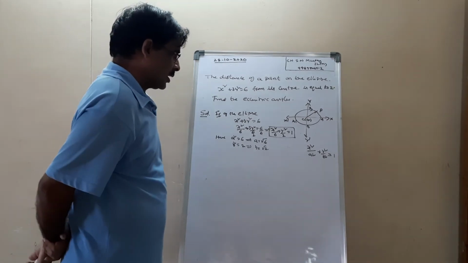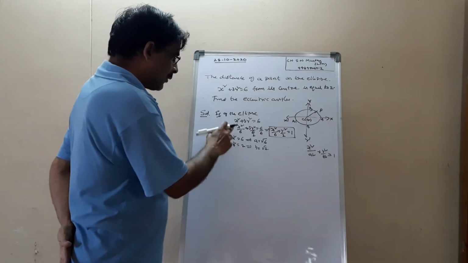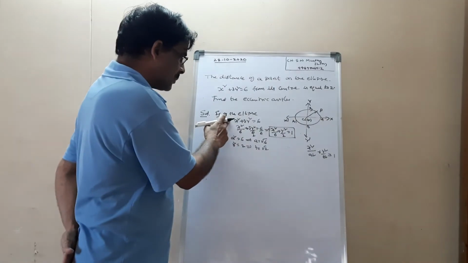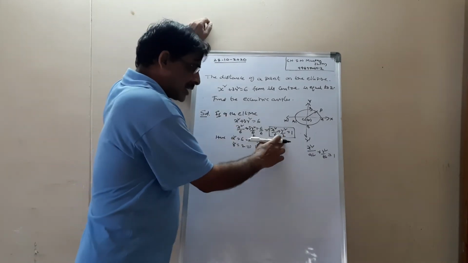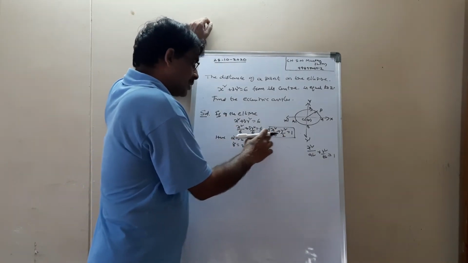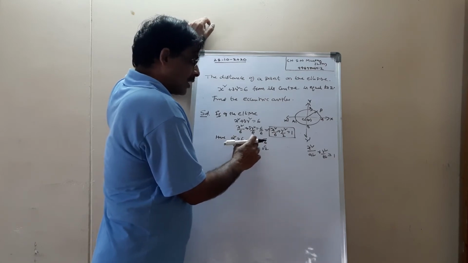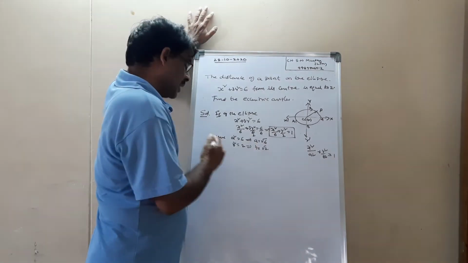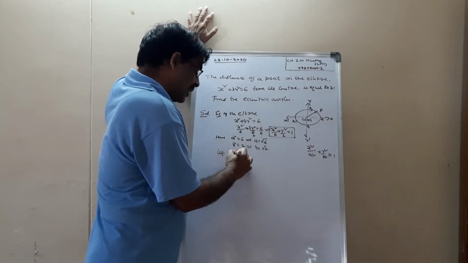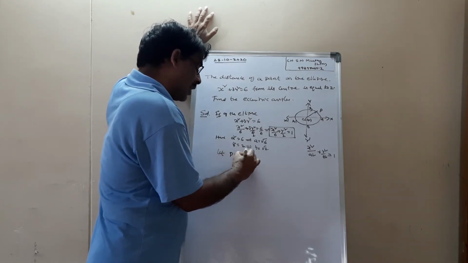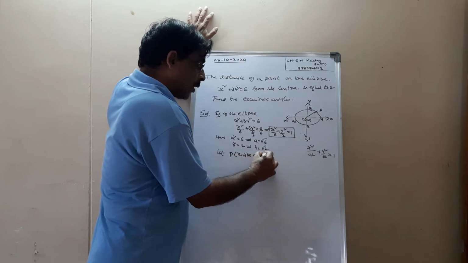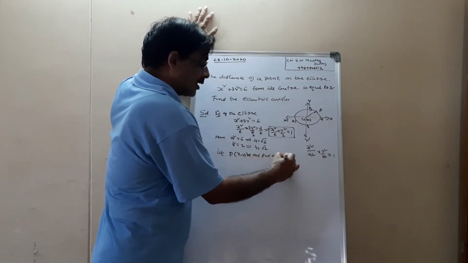Okay. See, with the help of this equation of the ellipse, I changed it into our standard form and found the values of a square and b square. So from this you find the values of a and b. See, let P(x, y) be any point on the ellipse.